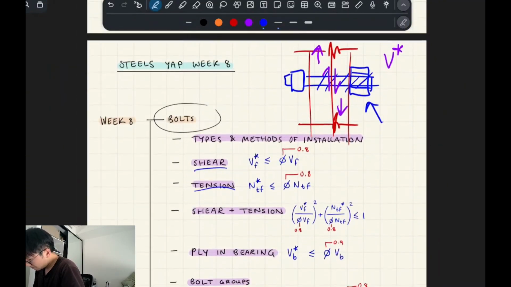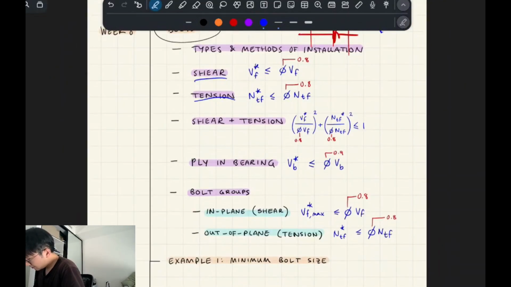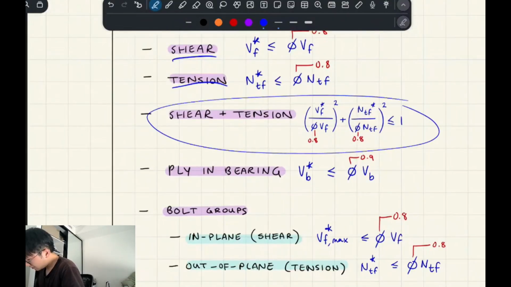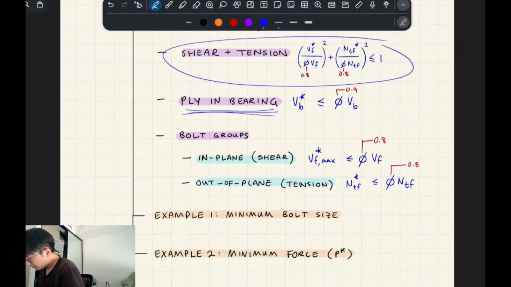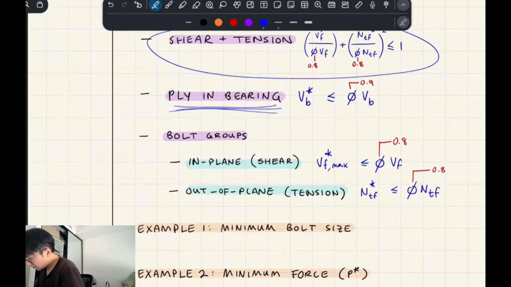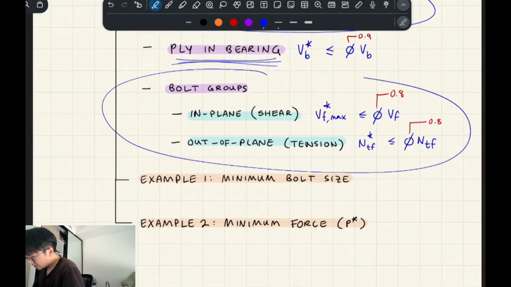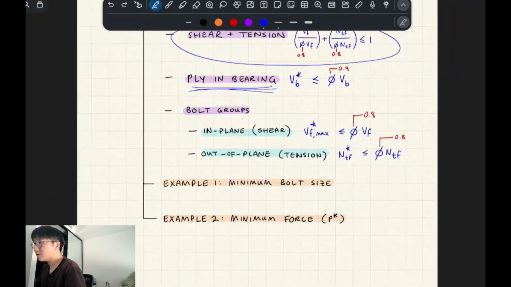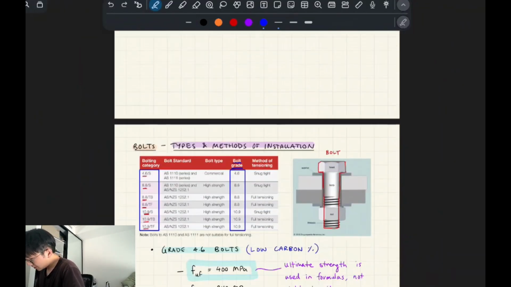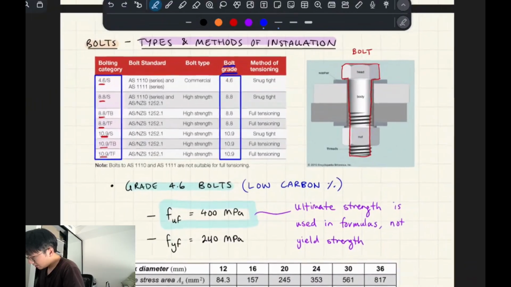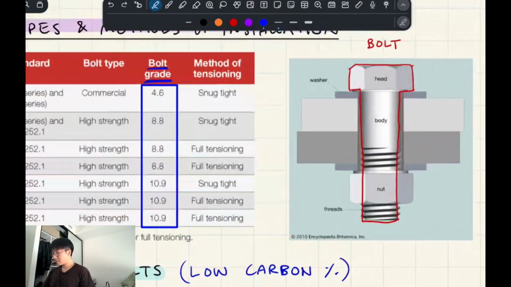Yep, and then interaction between shear and tension together. There's a formula for that. Ply and bearing, I'll talk about that in a bit as well. Bolt groups, that's just the interaction of when you have multiple bolts together. And then we've got some examples. Okay, so there's a bunch of terminology first, right?